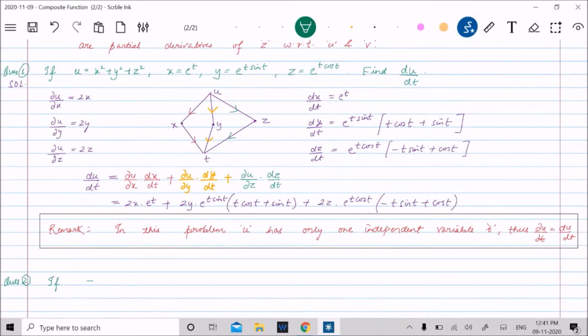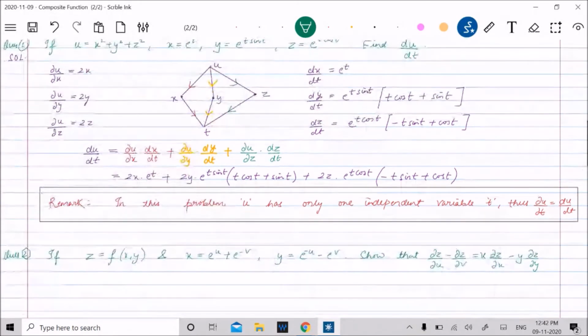If z is a function of x and y, where x equals e to the power u plus e to the power minus v, and y equals e to the power minus u minus e to the power v. Show that del z by del u minus del z by del v equals x del z by del x minus y del z by del y.